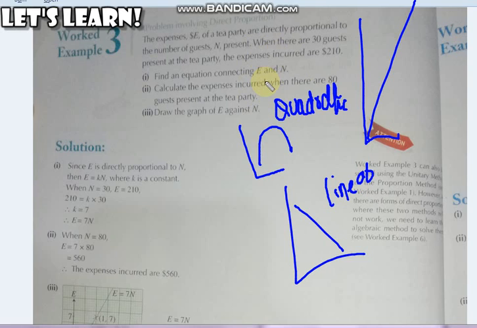We have already done this earlier, that whenever we need to write an equation, we first need to write a relation. जब भी हमें equation बनाकर लिखने के लिए कहेंगे, we have to first write a relation. We know that E is the expenses and N is the number of guests. What relation do these two things have? We know that when the number of guests increases, the expenses increase. These two things have a direct proportion between themselves. It is told to us in the question, so we'll be putting a direct proportional sign in between.